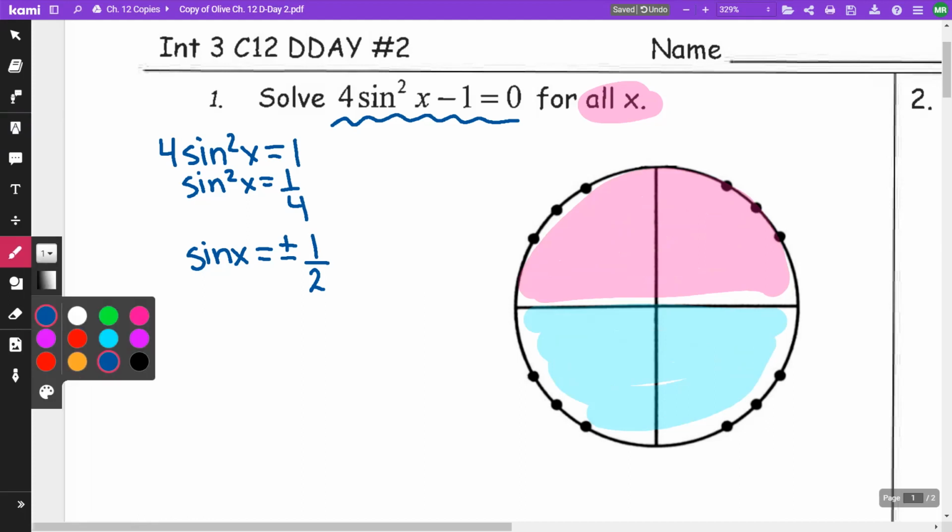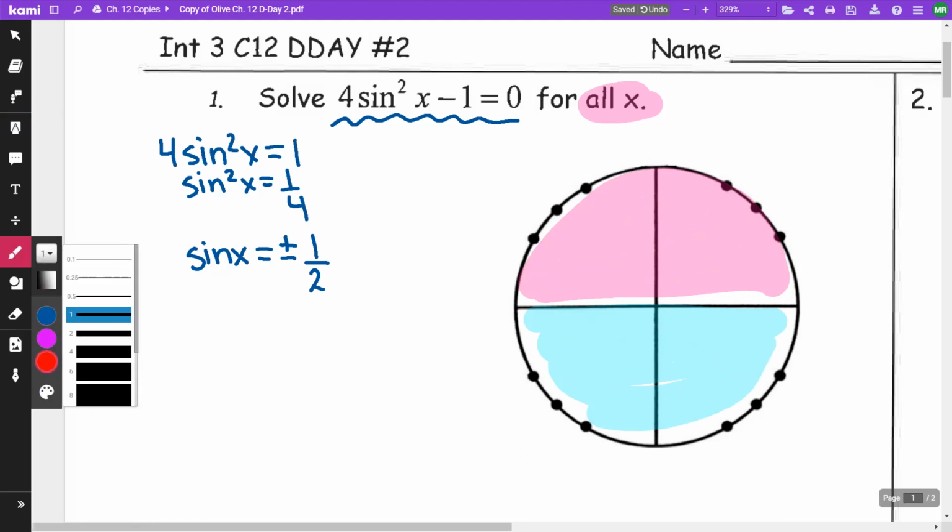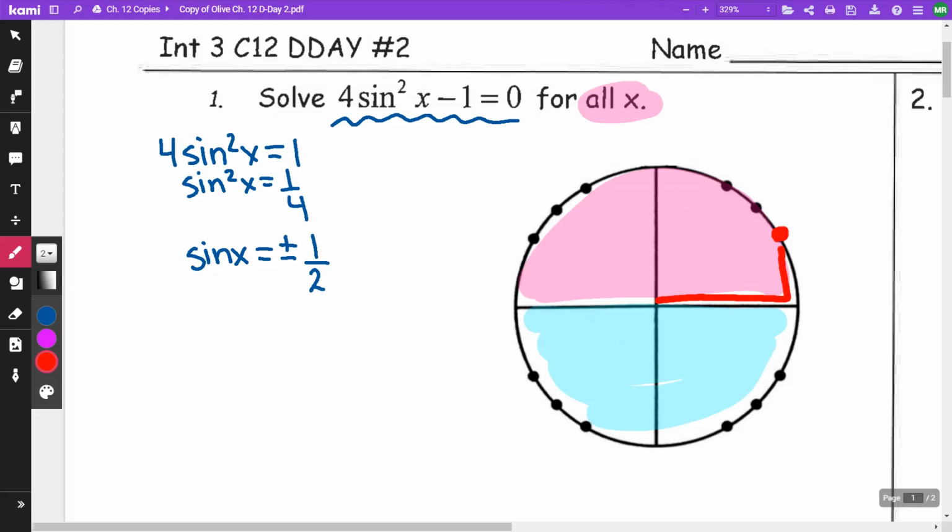Now my sine is the y coordinate. And so I want my y to be 1/2, or what I call short. So when I'm doing this, I'm going to be going long comma short. So I'm going to be right here, which is pi/6. And that means I'm going to be also at all my other pi/6s. So this is going to be 5 pi/6. This is going to be 7 pi/6. And this is going to be 11 pi/6.